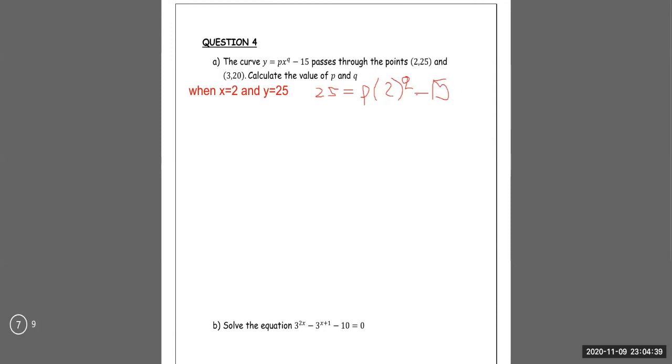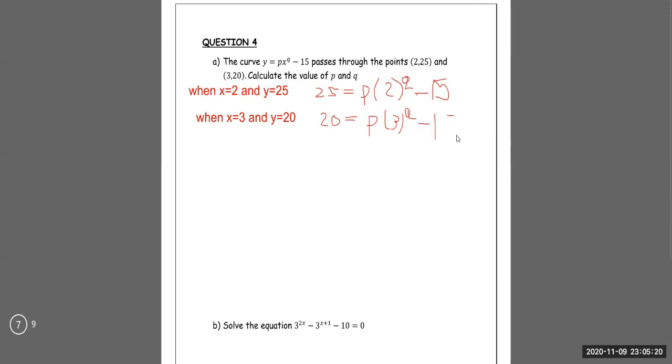And then the second thing we do, we're just going to plug in when x is 3. When x is 3, what is y? When x is 3, y is 20. So we plug 20 here, and 20 is equal to p times 3 to the q, minus 15.